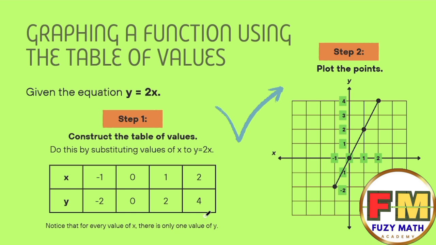In step 2, plot the points on the x-axis and y-axis. For (-1, -2), (0, 0), (1, 2), and (2, 4). Connecting these 4 points, we will get a straight line.